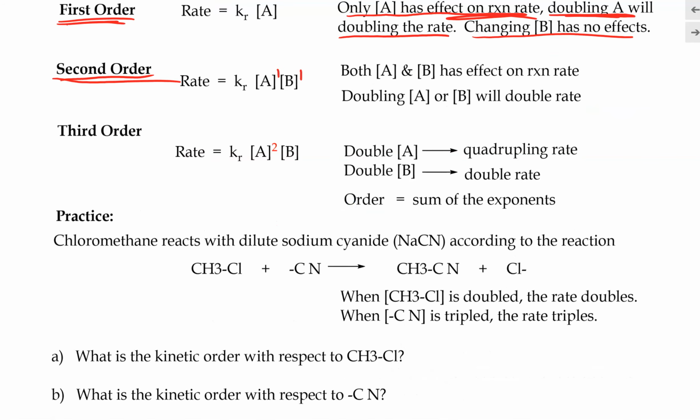And in a third order reaction, for example, the rate would equal k multiplied by A squared and B to the first power.